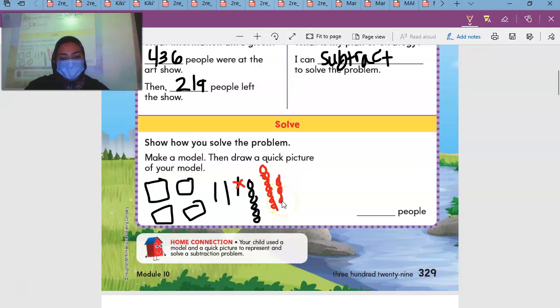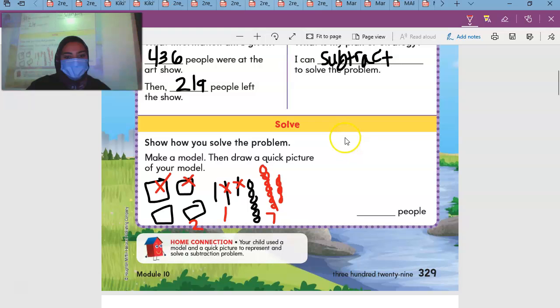I crossed them out. How many ones do I have left? I have these 6 plus 1 is 7. Then I have to take away 1 ten, and I have one more ten left. And then I have to take 2 hundreds away, and then I have 2 hundreds left. So 217 should be my answer.